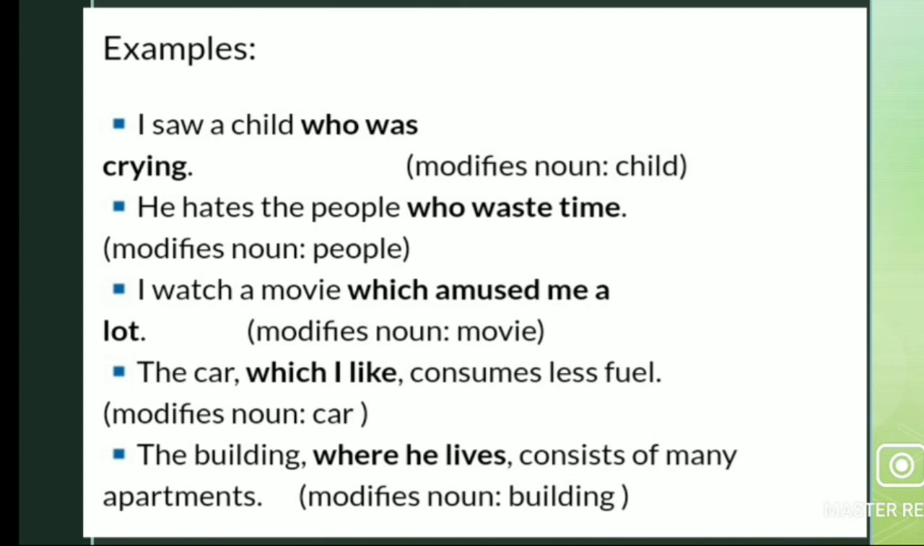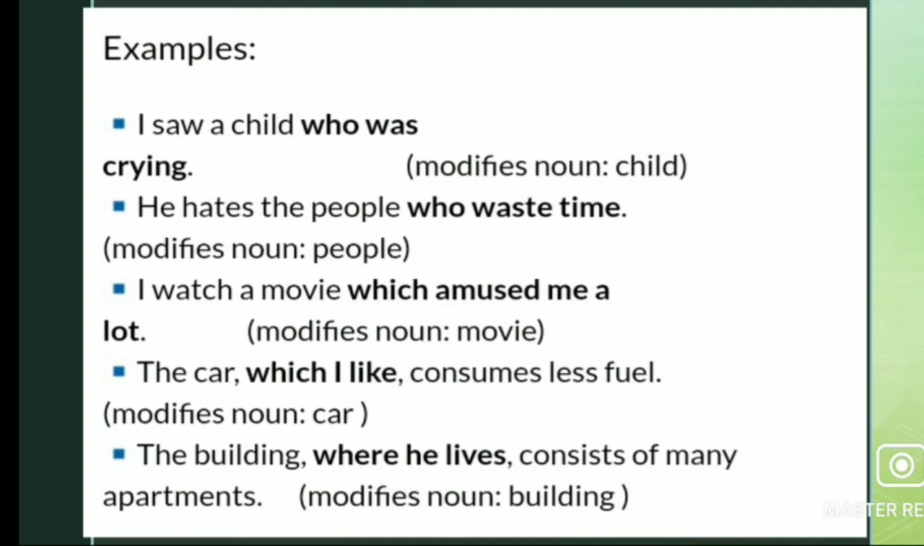Some other examples: I saw a child who was crying. Here you may see the adjective clause is modifying a noun, that is child. He hates the people who waste time. Again, the adjective clause is modifying the word people. I watched a movie which amused me a lot. You may see here the adjective clause is modifying the word movie.